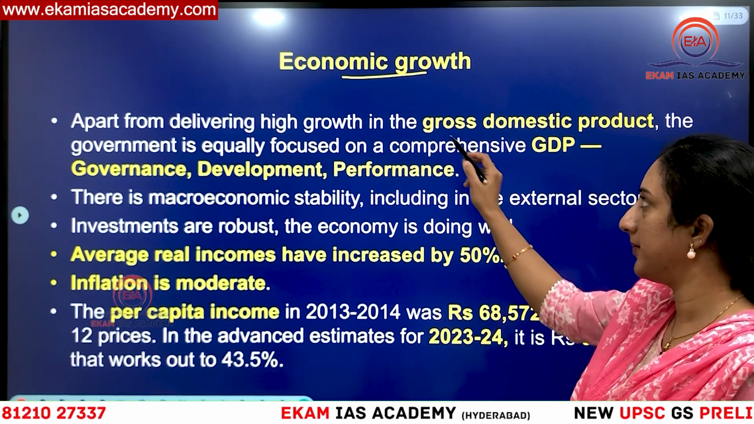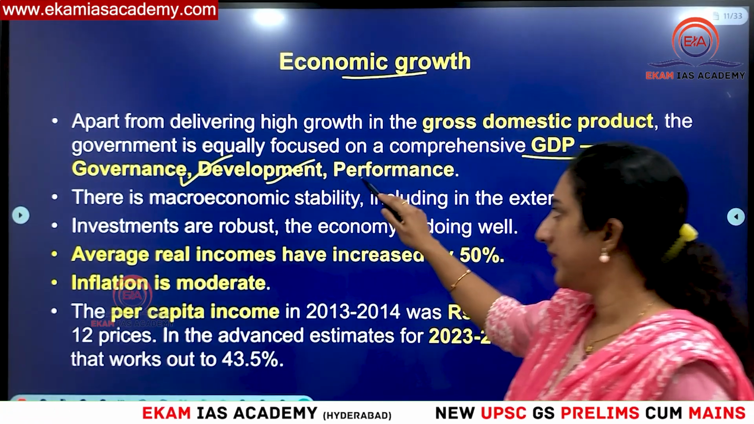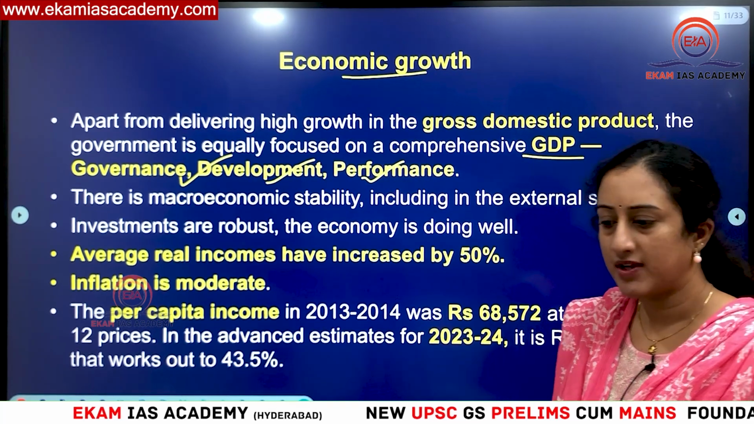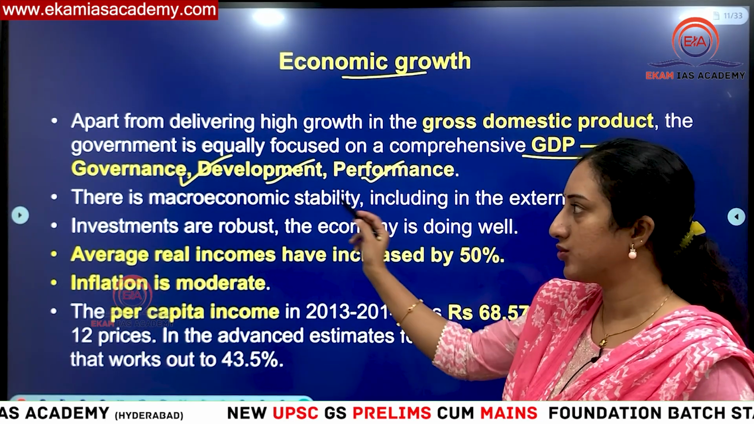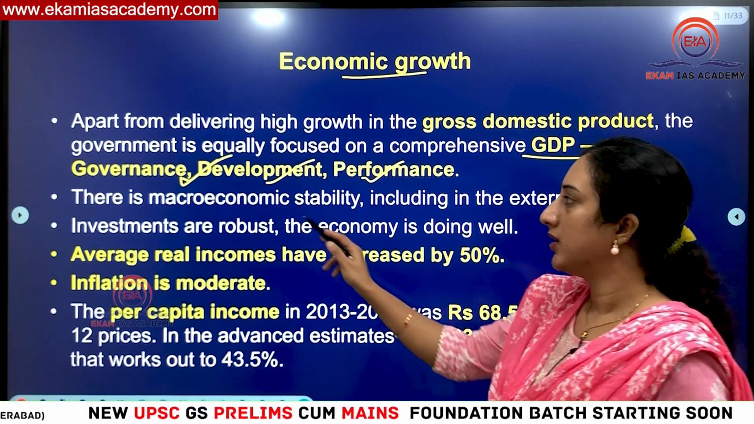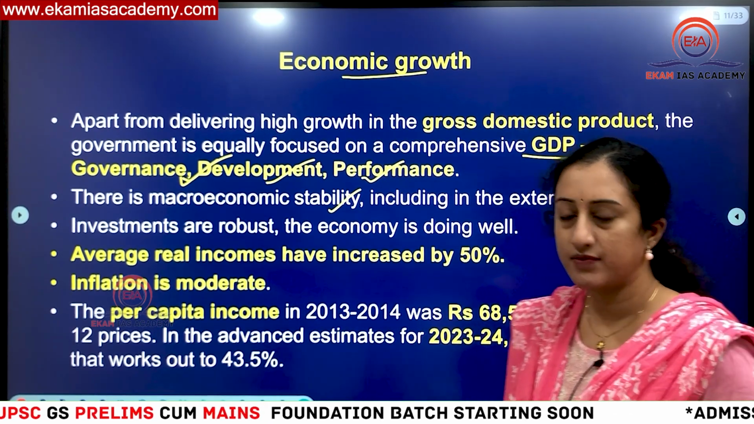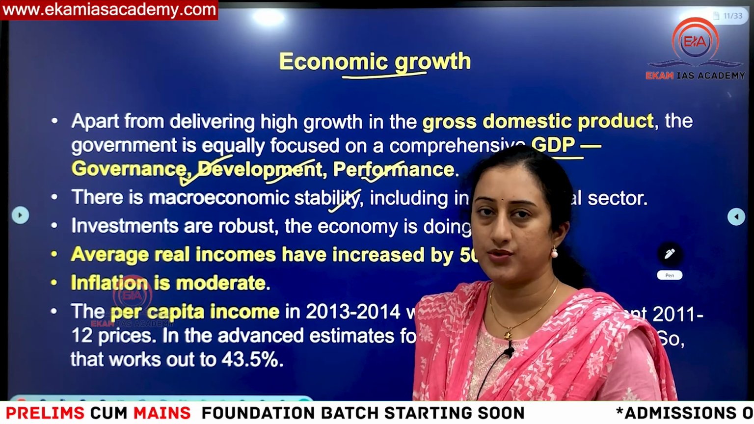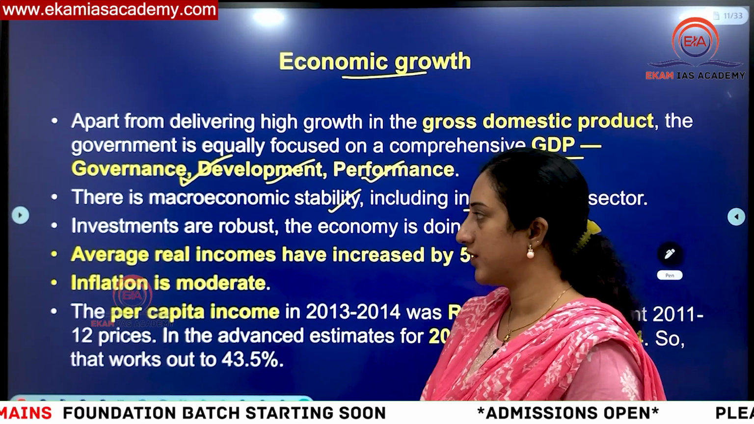What did the finance minister define GDP as? Governance, development, and performance. In this way they wanted to achieve this GDP growth, so they wanted GDP to be part of governance, development, and performance. Then macroeconomic stability is also achieved. Macroeconomic stability means we are stable in all sectors including the external sector. That is one main focus of this particular budget.